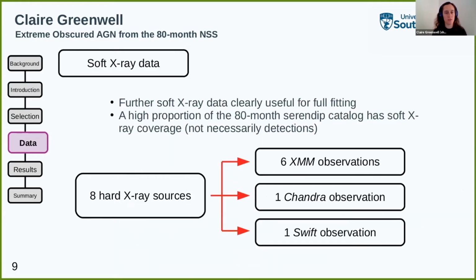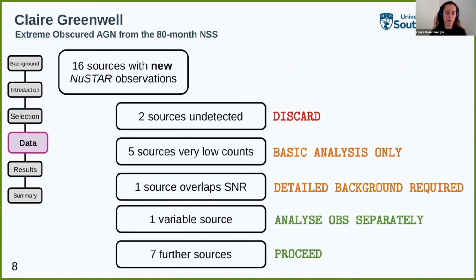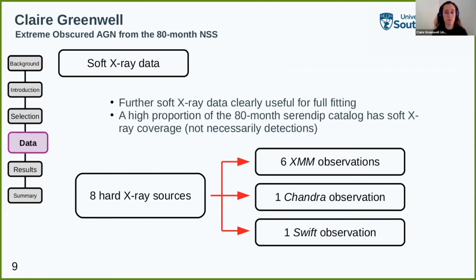Okay. So the last set of data that we'll look at is the soft X-ray data. To help constrain the parameters for the fits, it's useful to have some kind of soft X-ray data to go with our NuSTAR data. A very high proportion of the 80-month catalogue has soft X-ray coverage from some source. It doesn't necessarily mean detections, of course, but from our 8 sources, so this is the 7 plus that 1 variable one, 6 of them do have XMM observations. 1 of them has Chandra and 1 of them has Swift XRT. So we have some soft X-ray data for each of them, which is very useful.